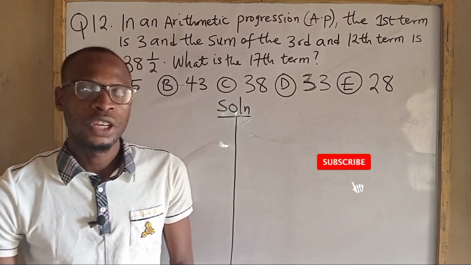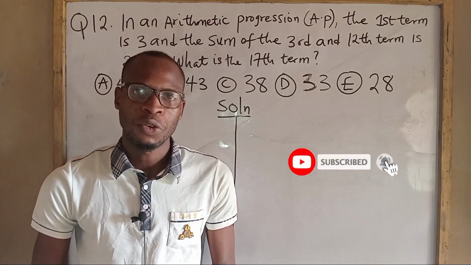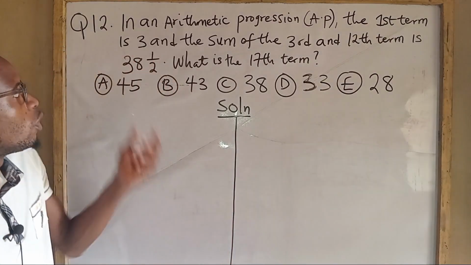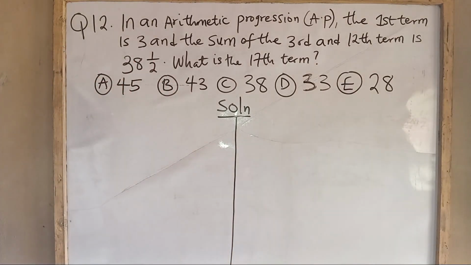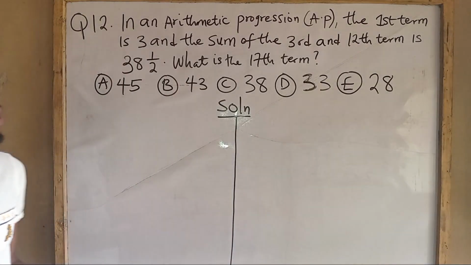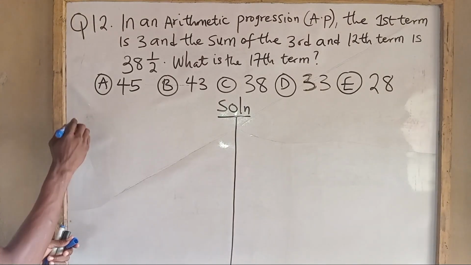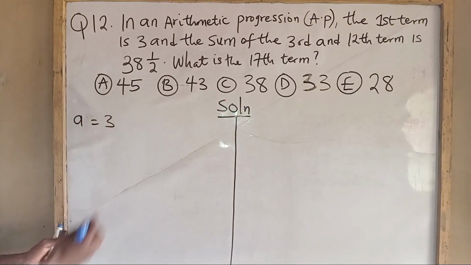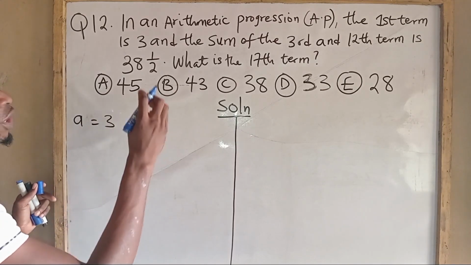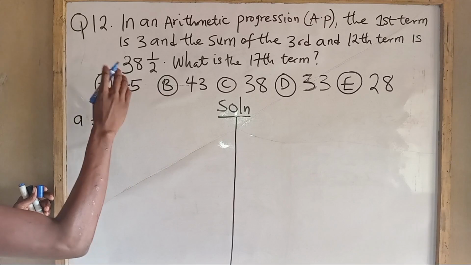So today we go again with another set of 5 questions from Neco past questions. So we have question 12 on board. The question says, in an arithmetic progression, that's AP, AP is also called the linear sequence, the first term is 3, so that means A is equal to 3. That's the first term. And the sum of the third and 12th term is 38 whole number 1 over 2.